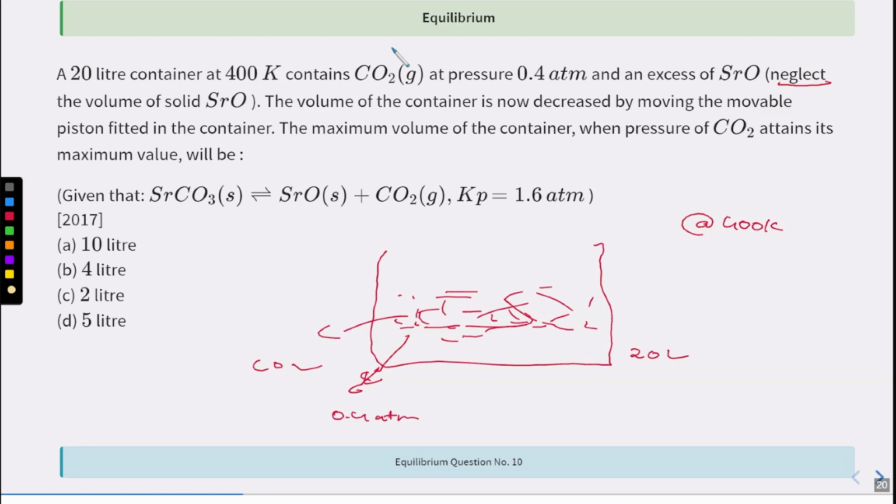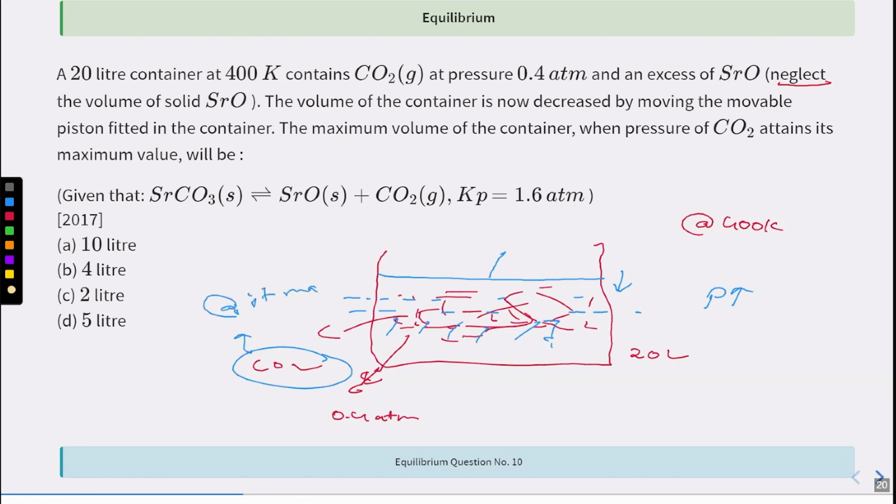And how are we reducing it? We have a piston and we are sending that piston down. That is what they are telling. Now, once you start sending this piston down, obviously first it will come here and here. And you can see that here in the empty area, pressure will increase, obviously, right? So they are asking us, what will be the volume of the container when the pressure of CO2 will reach its peak or its maximum? That is what the given question is.